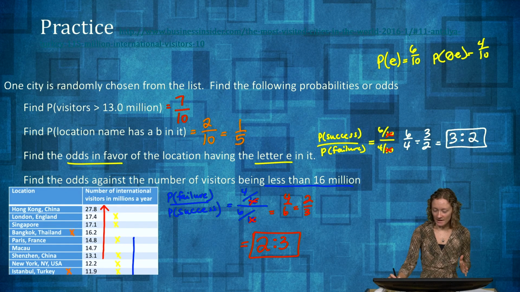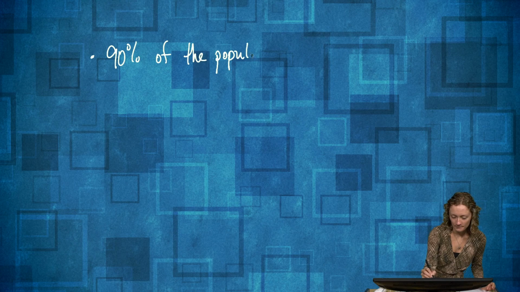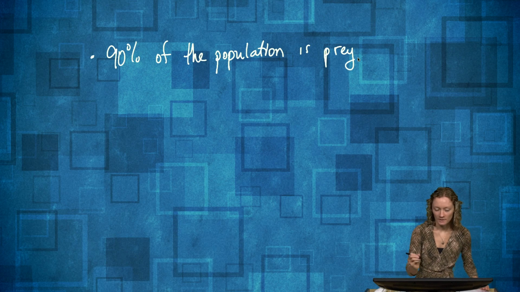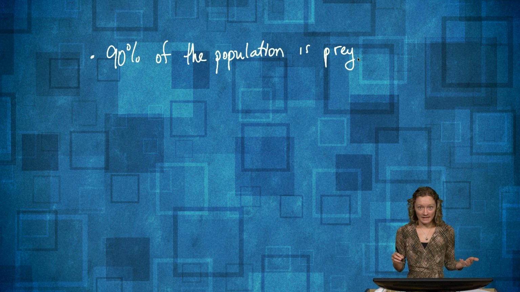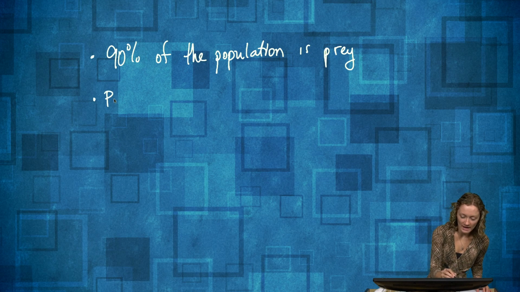Okay, the last thing is to give you one of the examples of odds being messed up in a movie. So maybe you have seen this movie, maybe not, Zootopia. Towards the end of the movie, in a pivotal scene, one of the main characters makes this claim. She says, 90% of the population is prey. And the very next sentence out of her mouth is about odds. She says, prey outnumber predators.